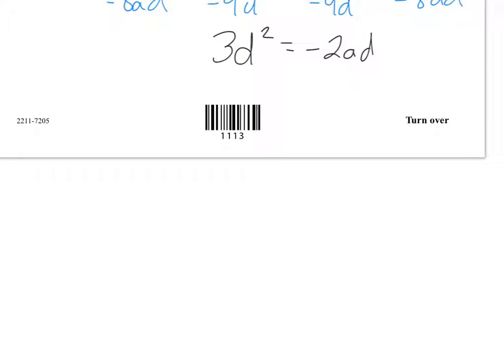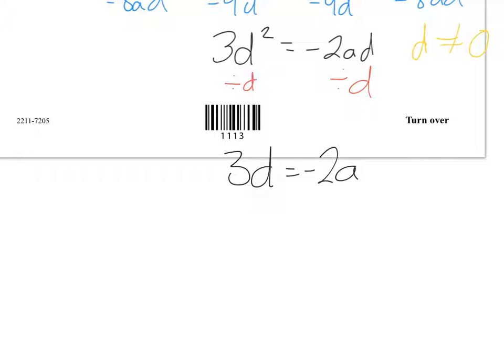At the top it said d is not equal to 0. That should be obvious. It's not really a proper arithmetic sequence if d is equal to 0, which means that we can divide by d on both sides to get 3d equals minus 2a, and if I divide both sides by negative 2, I'm going to get the result that I was told I should get, a equals minus 3d over 2. QED.